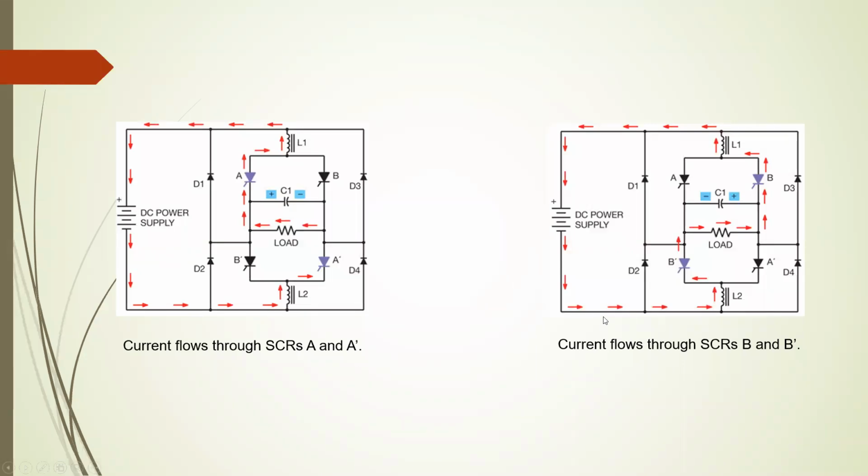Now, when we want it to go the other direction, we turn on the Bs. Our path again is coming in, but now it's going the opposite direction through the load and completing the circuit. This is how we get the positive half cycle and the negative half cycle of our pulse width modulation.